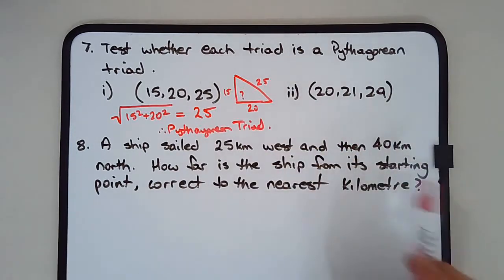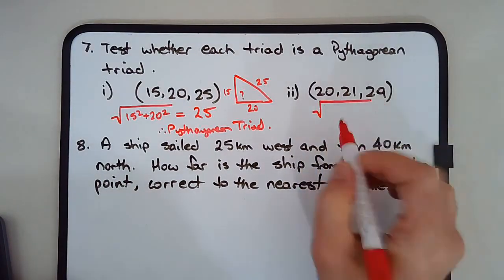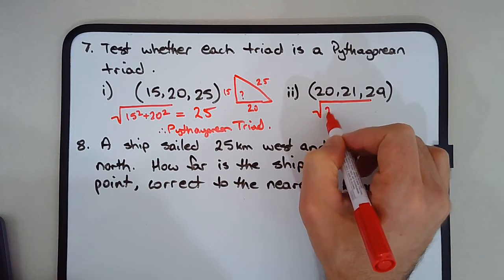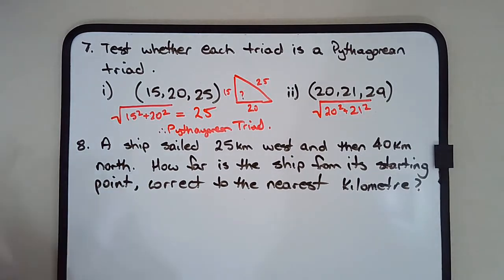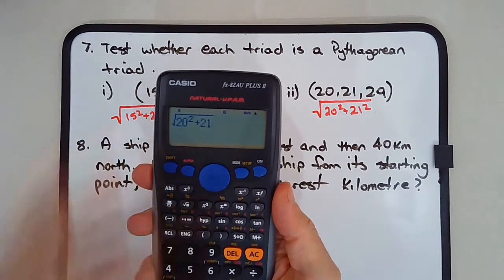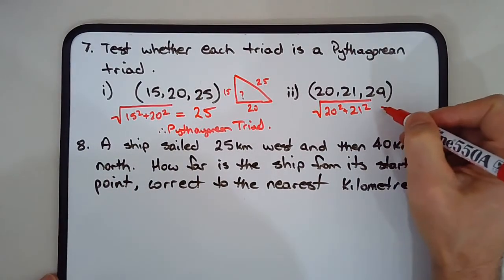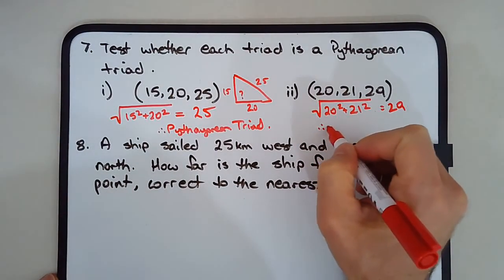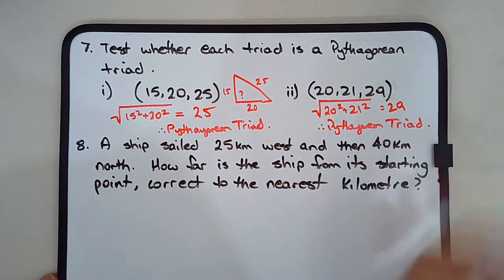All right, what about this one? 20, 21, and 29. This one could also be a Pythagorean triad. We might be lucky on 2 occasions. Let's try that again. So square root of 20 squared plus 21 squared. Do we get 29? Drum roll. Do we get 29? We do. So this one also is a Pythagorean triad. Okay, hopefully you can read that.